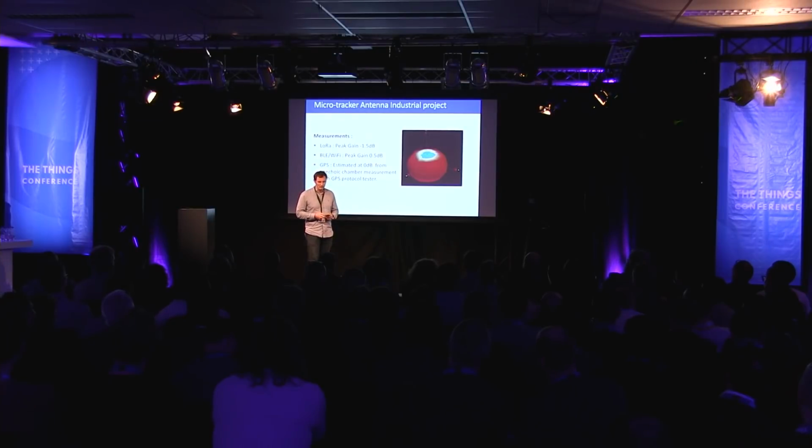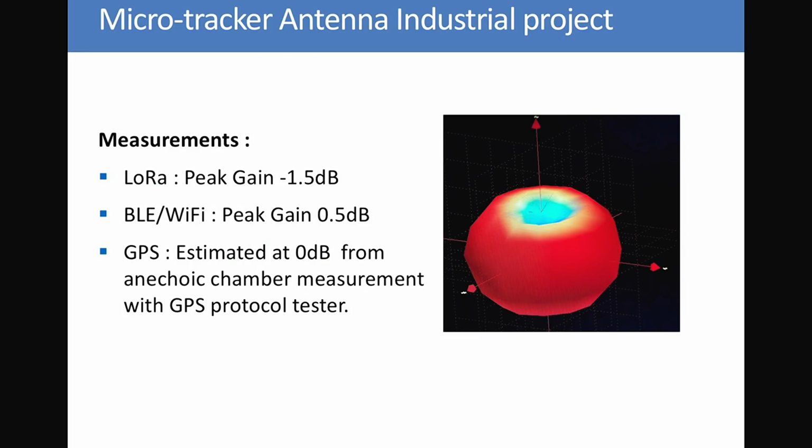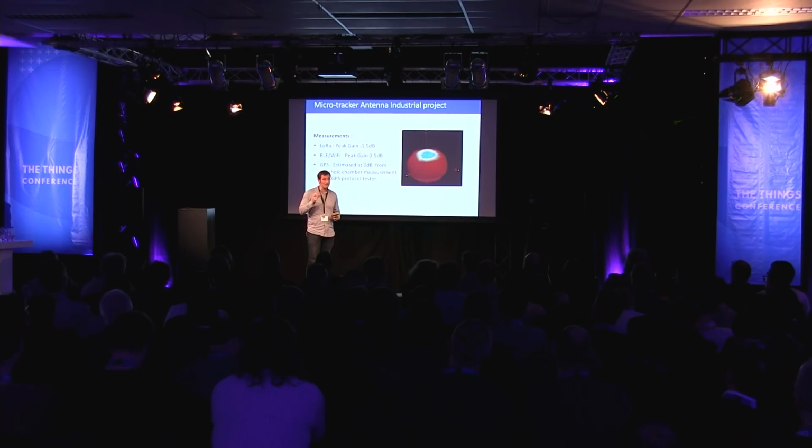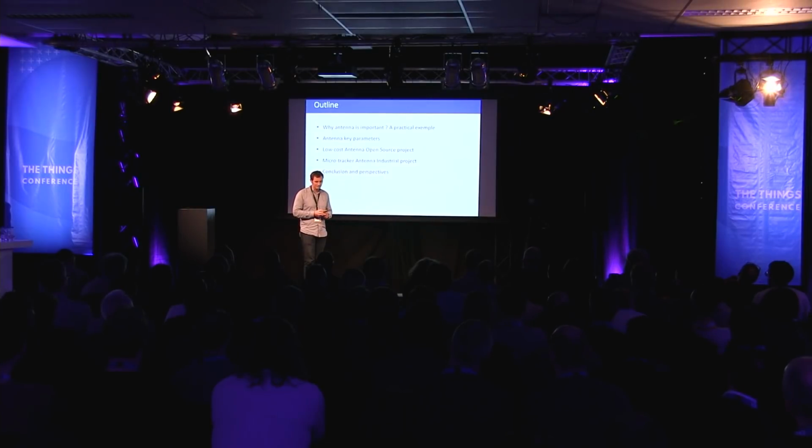And of course, we measured the system, and we found a peak gain of minus 1.5 dB. If you remember what I told you, you are allowed to use up to 17 dBm of output power. And then you get 0.5 dB for the BLE, and measurement of GPS is very hard because you cannot transmit. So we used a GPS protocol tester, and we estimate the gain to be 0.0 dB.